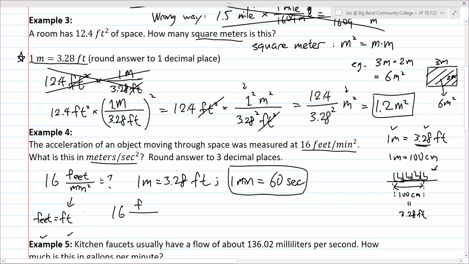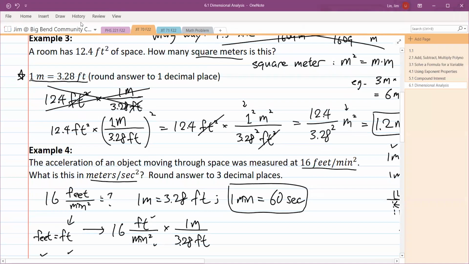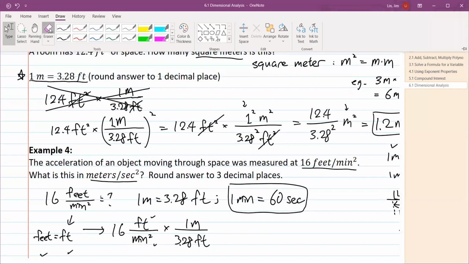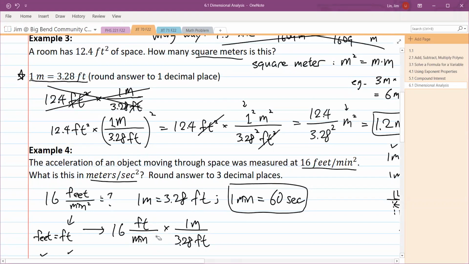So let me turn that into FT. 16 FT per minute allows you to convert 2 units on the fraction until you get the right answer. So first of all, we can convert the length unit as 1 meter over 3.28 feet. And then there's no square on the first fraction because we have the feet given. All right, so this is when the understanding matters. You have to know when to apply the power of 2 and when not to.